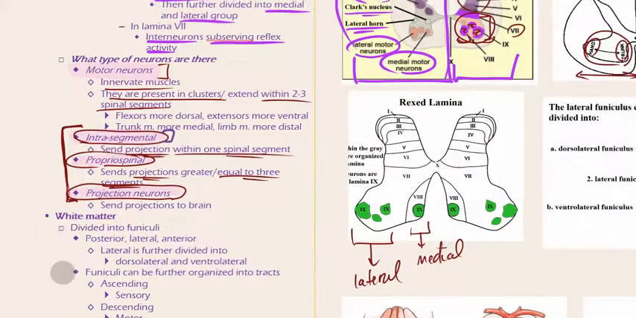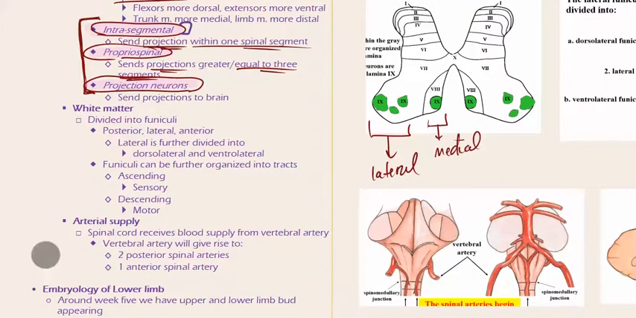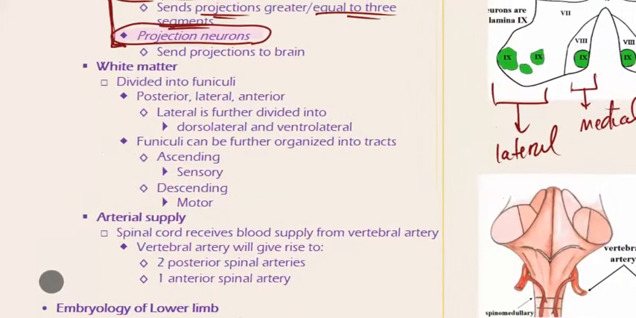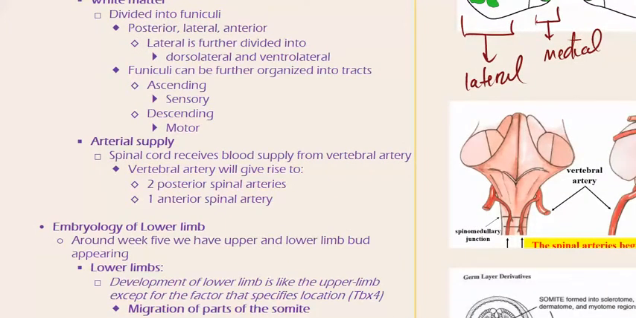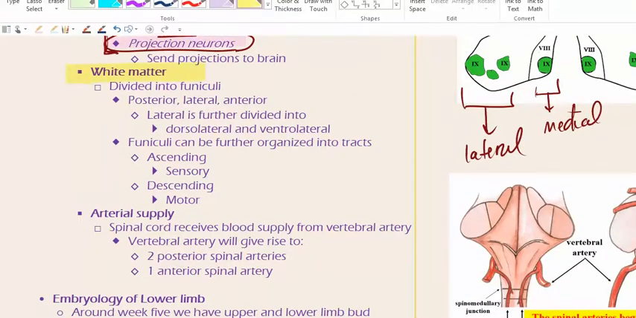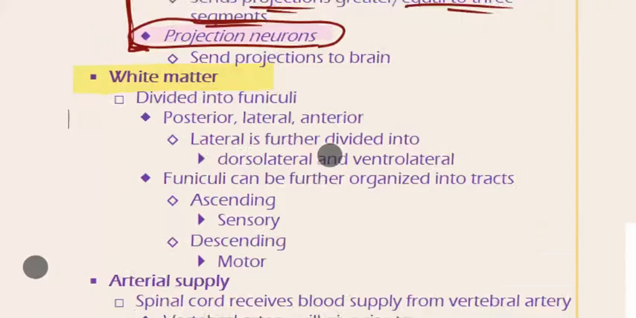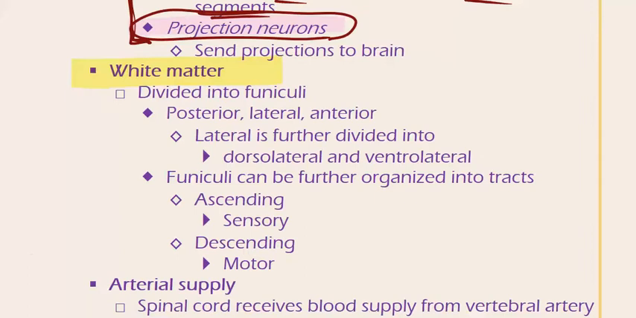All right, so motor neurons, intrasegmental neurons, spinal neurons, projection neurons, right? So we talked about the Rexed lamina. Now, what we're considering now is a division of the white matter. So, how did we form the white matter to begin with? Question for you, Brandon. Where is the white matter coming from? How did we form it?